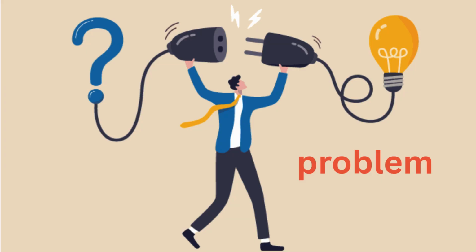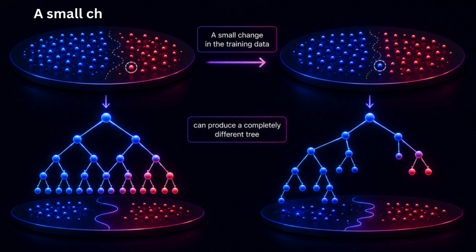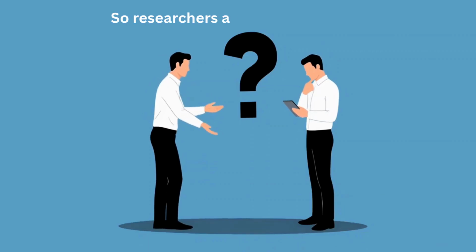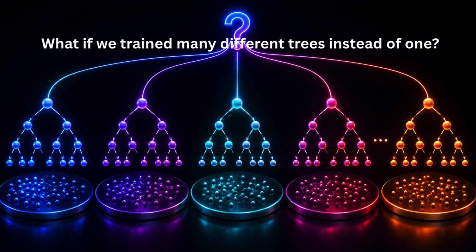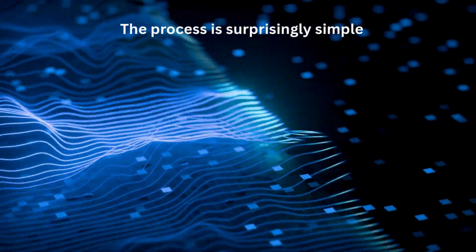Even then, another problem remains. Decision trees have high variance. A small change in the training data can produce a completely different tree. So researchers asked a new question. What if we trained many different trees instead of one? That idea became bagging. The process is surprisingly simple.